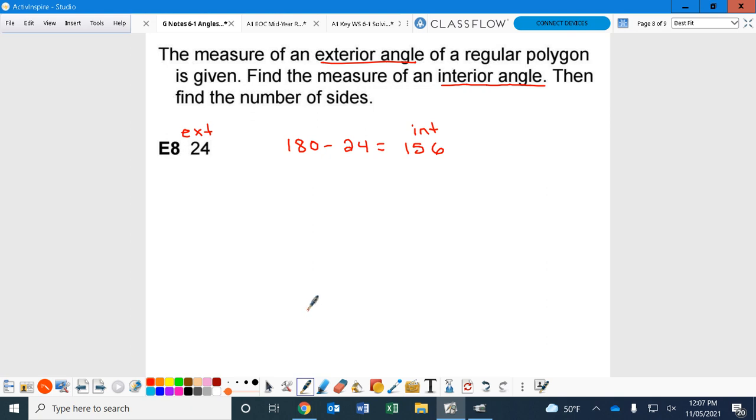But it also asks you to find the number of sides. How can I find the number of sides? Yep, 360 divided by 24, divided by the exterior angle, and it's going to give you the number of sides. How many sides does it have? 15 sides. Good deal. And that's like problem numbers 49 through 57. It's not really 49 through 57, but you get the idea. Just so we have a direction.